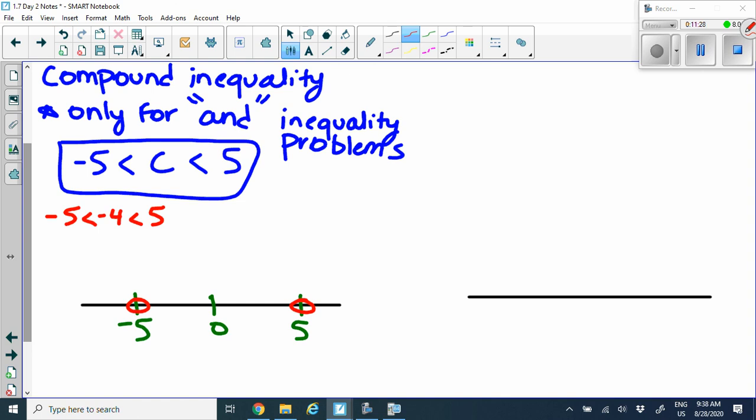So that works. Then let's try 0. We have -5 is less than 0, which is less than 5. Is this a true statement? Yeah, 0 is in between -5 and 5. It's bigger than -5, but smaller than 5. So it's looking like numbers inside here are working. Let's go to numbers between 0 and 5. You can pick anything. Let's try 3.